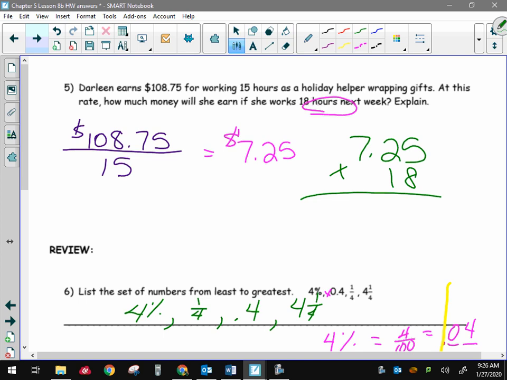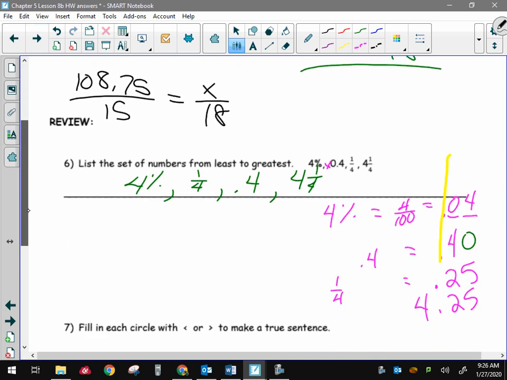You could also set up a proportion. 108, 75 over 15 equals how much money over 18? There's two ways to do that. Okay? Yes. Yeah, must be 6 there.